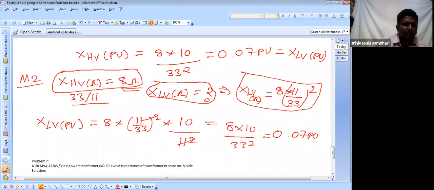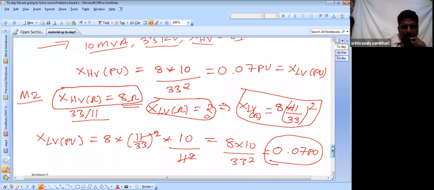This is the second one, the lengthy method. No need to calculate like this. Simply, if you are finding XHV per unit, that is same as XLV per unit. Even if we calculate XLV per unit also, what am I getting here? I am getting the same 0.07. This is a very, very important question. All of you, see. Is it clear?